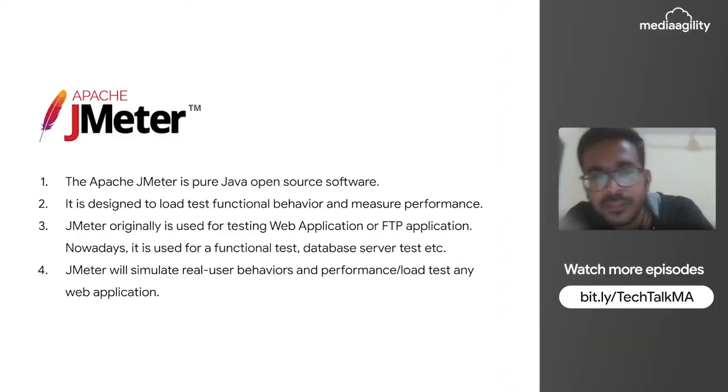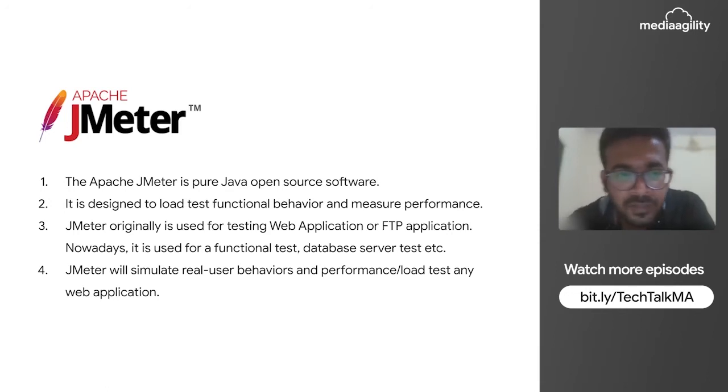Basically, Apache JMeter is pure Java open source software, and it is designed to test functional behavior and measure performance of any web application or web server. Originally it was meant for testing web applications and FTP applications only, but with further updates, now we can use JMeter to test functional aspects and database servers as well. JMeter will simulate real user behavior, and it will perform performance and load testing on any web application or web server.